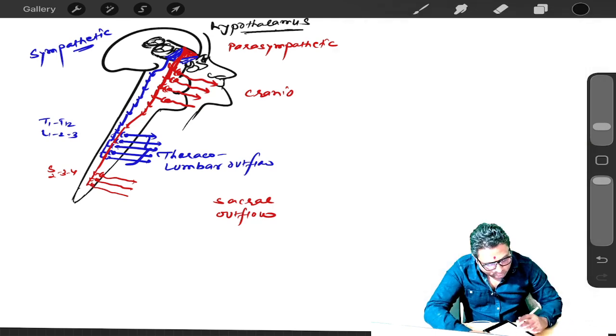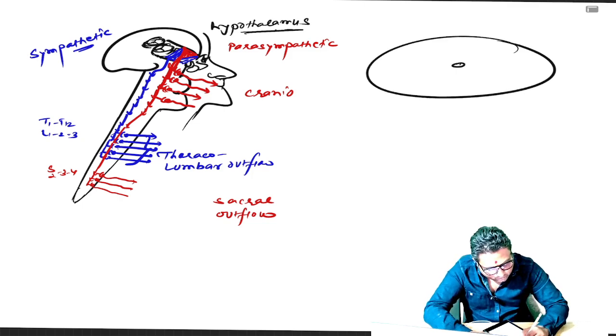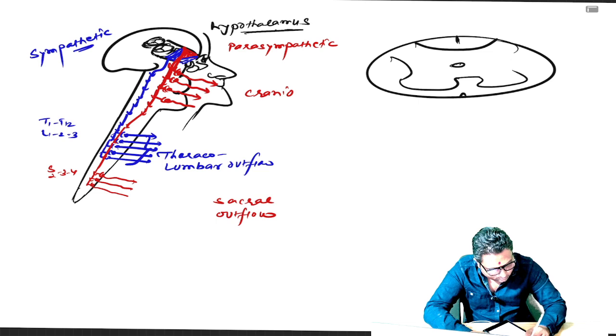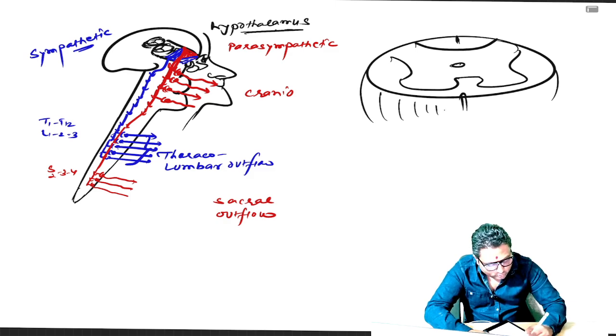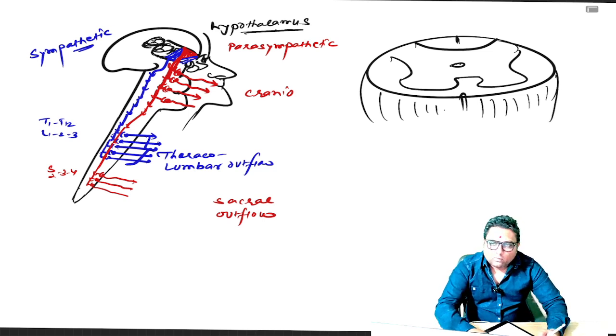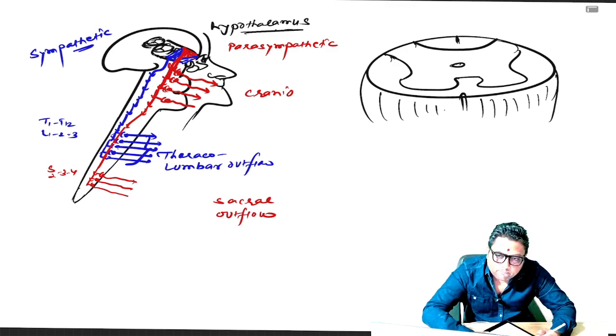Now here is the cross section of spinal cord. Posterior sulcus, anterior sulcus, and posterior gray horn and anterior gray horn. Now gray horn, you know that gray matter is the collection of cell bodies, whereas white matter is a collection of bundles of axons.